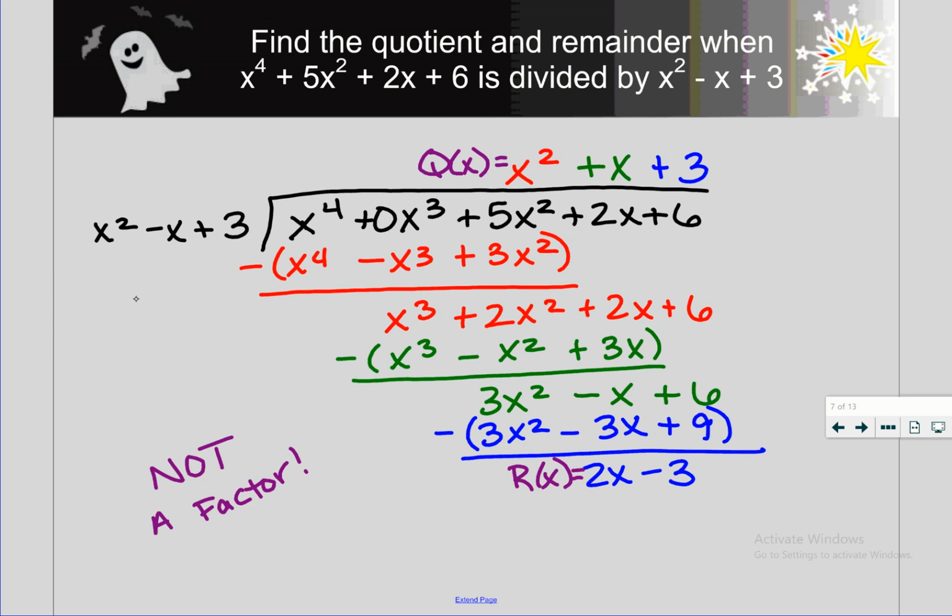What questions do we have? Yeah? Why did I stop at 3x squared? Because I multiplied this x squared times these 3 terms. There were only 3 terms. But I could put 0 and 0 there if I wanted to. Just give me anything. There were only 3 things to multiply by.